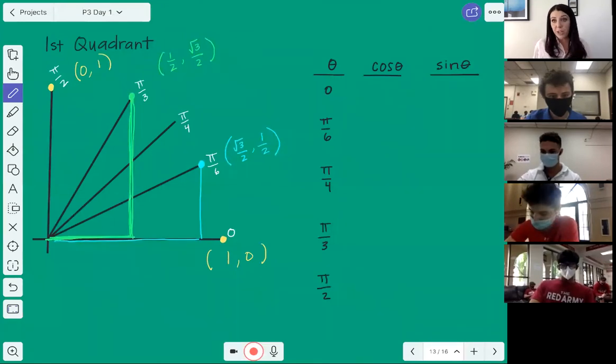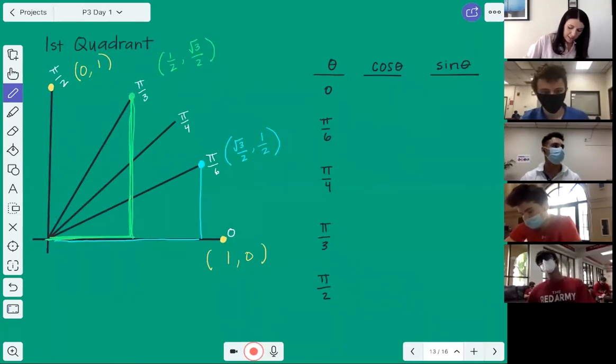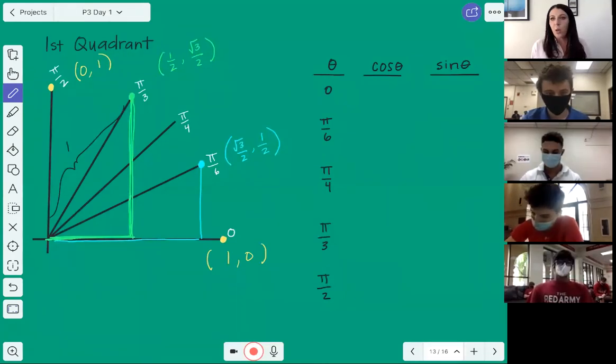Again, these come from special triangles. Most of you learned special triangles with a rad 3, a 1, and a hypotenuse of 2. We have a hypotenuse of 1. Our radius is always equal to 1. So all we did was divide all of those different sides by 2, because usually when you learn special triangles, you learn them with a hypotenuse of 2.